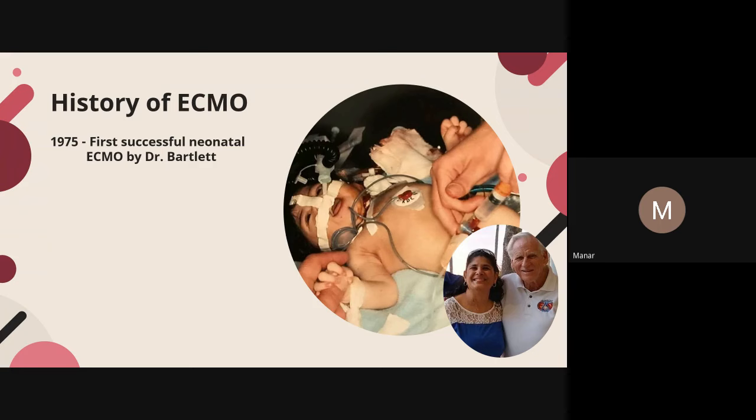So they did the first successful neonatal ECMO by Dr. Bartlett on an abandoned baby who had meconium aspiration syndrome. This baby had meconium aspiration syndrome, and the staff named her Esperanza, which translates to hope.